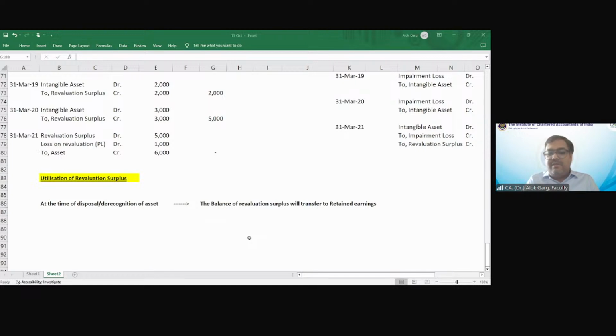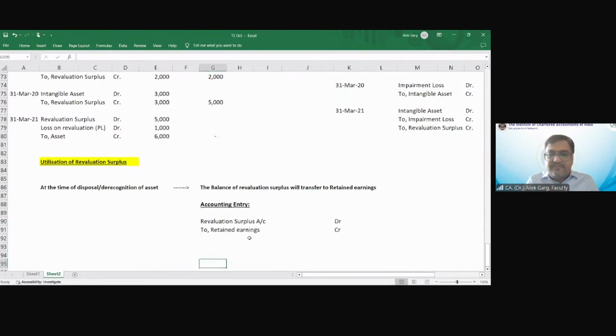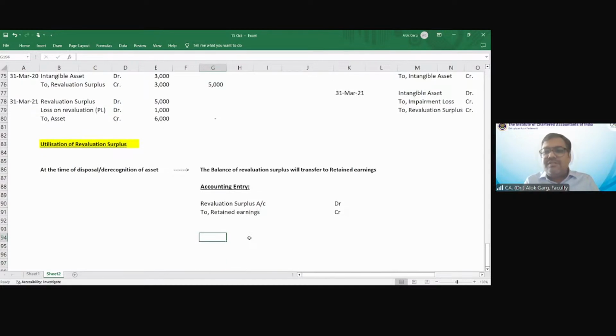Revaluation surplus account debit to retained earnings. So your revaluation surplus balance will always go to retained earnings. Always. Either it is at the end of the life of the asset or during the lifetime of the asset. The accounting entry will always go to the retained earnings. The same concept was there in Ind AS 16. It is just a repeat or revision of the concept.